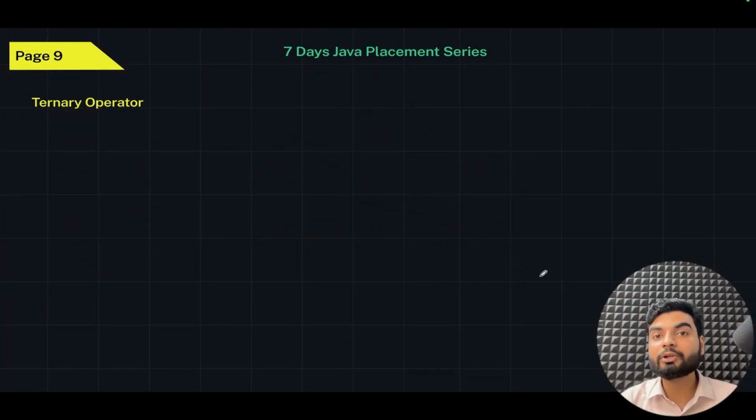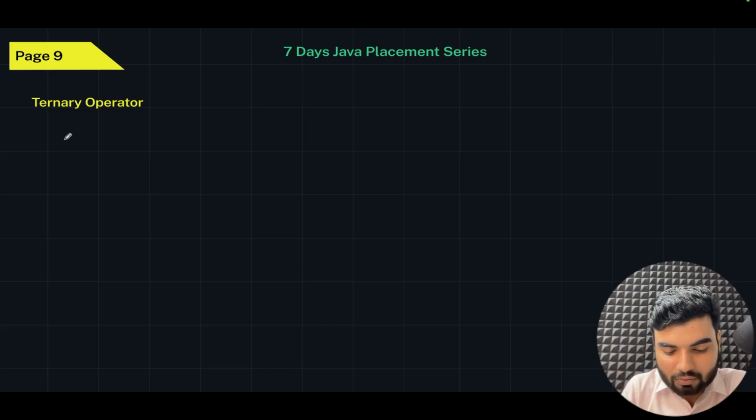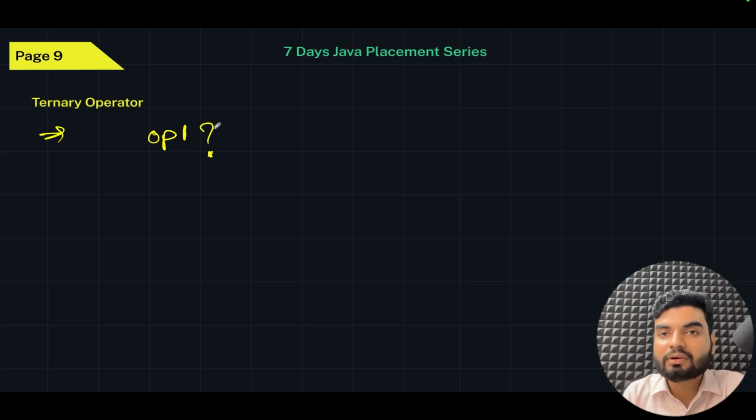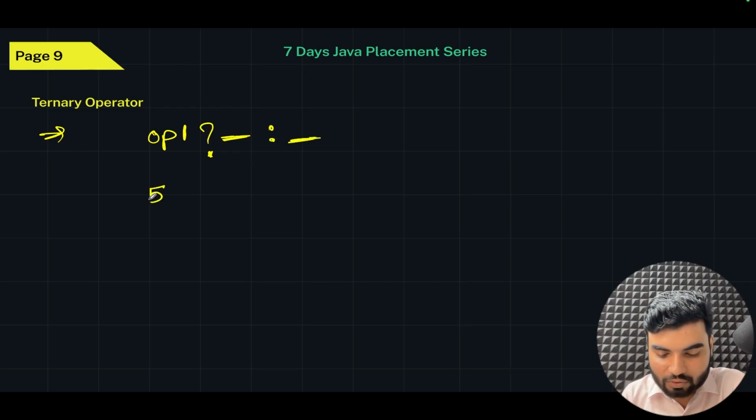Ternary operator means we will use three operands altogether. So here the syntax is, you will have one operator, I'll call it op1. Then, that can be true or false, anything. If that is true, then this will work. If that is false, then the other thing will work. So for example, if I ask you whether 5 is greater than 2, which is true or false. If that is true, I want to say hello.